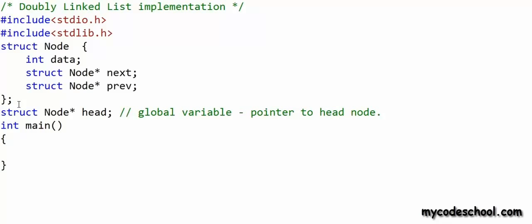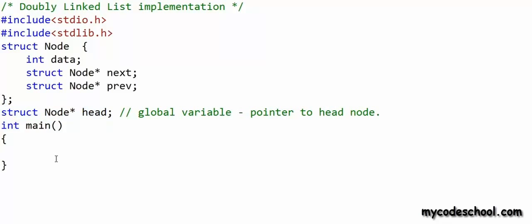In my C program here, I have defined node as a structure with 3 fields. First field is of type integer to store data. Second field is of type pointer to node to store reference of next node. And the third field is a pointer to node to store the reference of previous node. I have defined a variable named head, which once again is a pointer to node, and I have defined this variable in global scope. Head is a global variable.